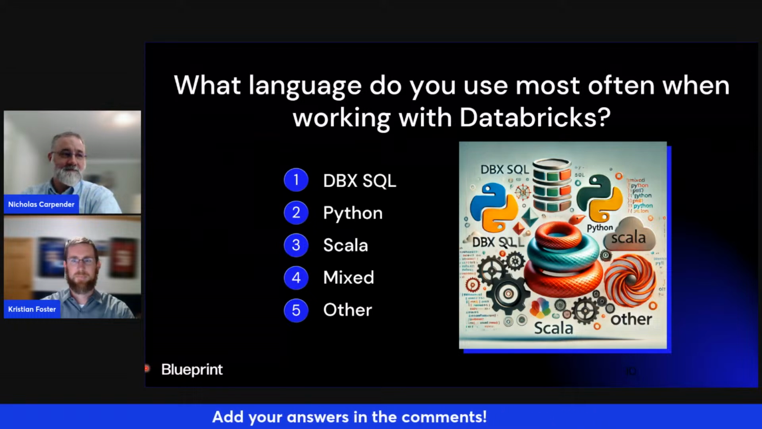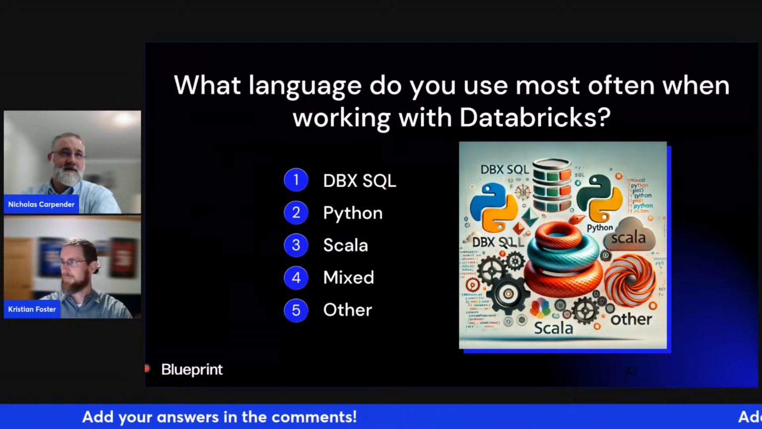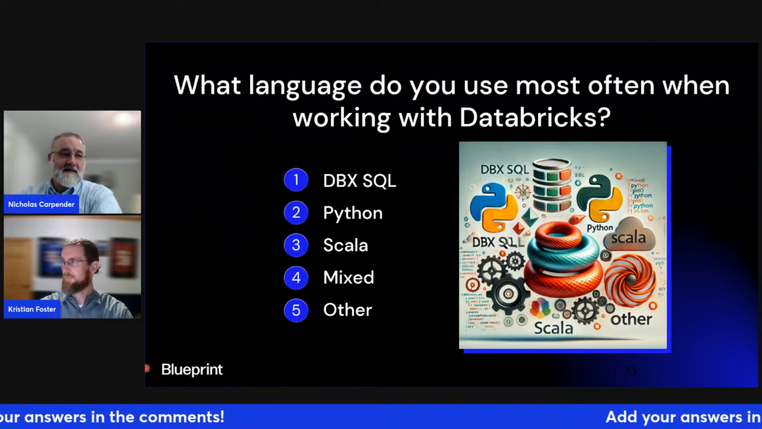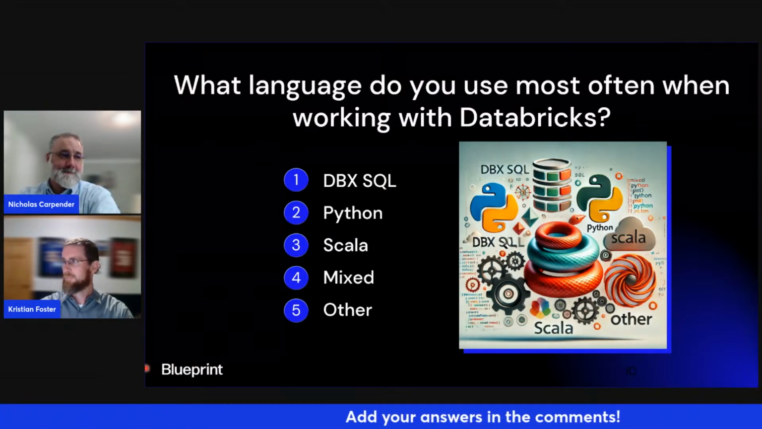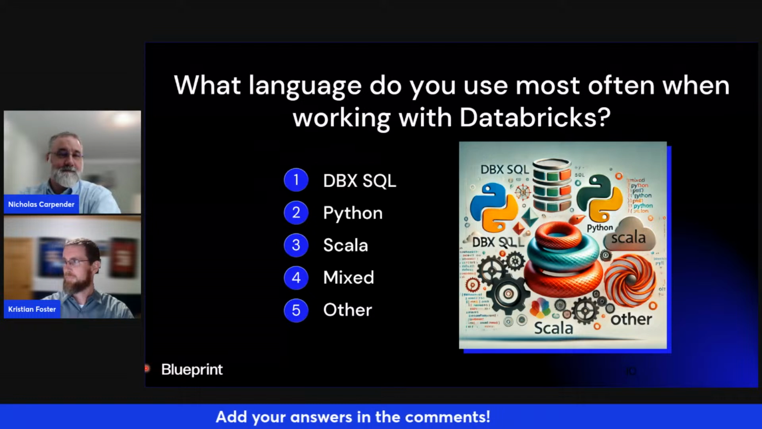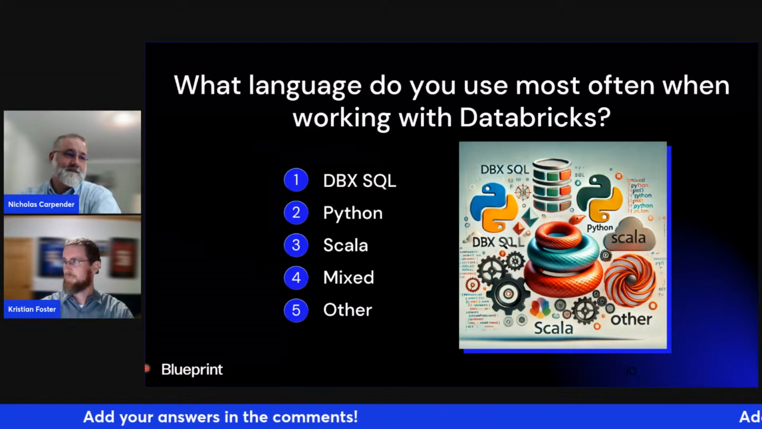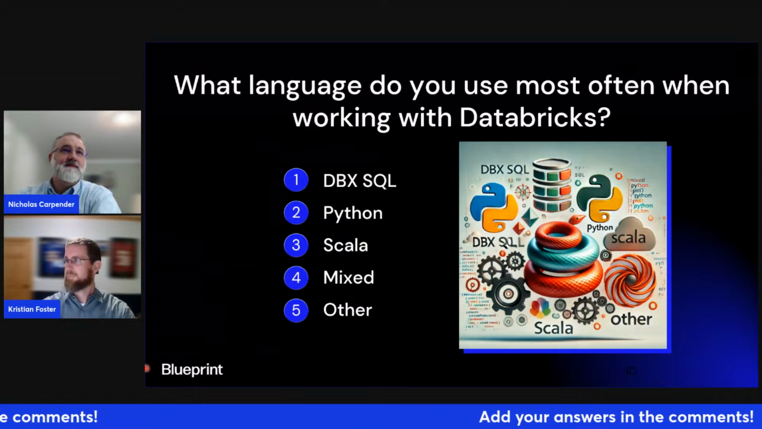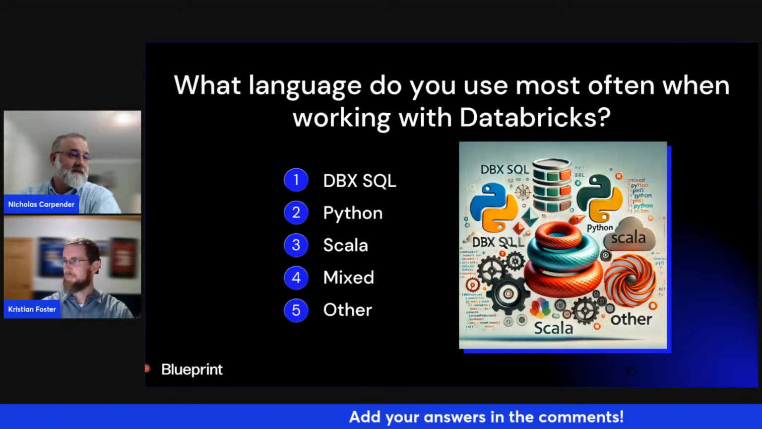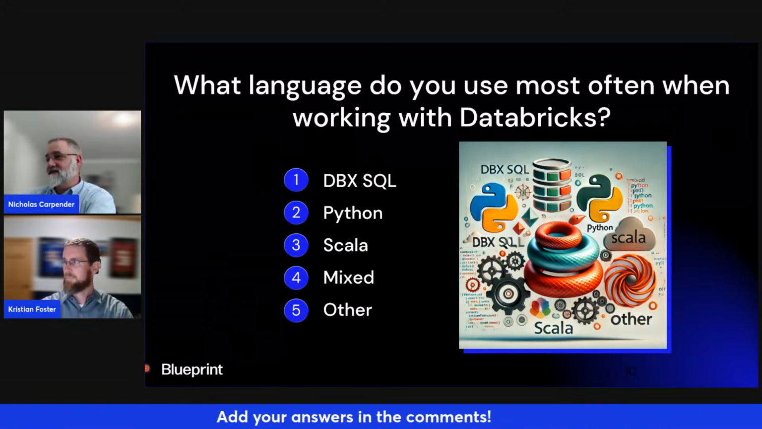Where'd that come? It's looking like Databricks, SQL, and Python so far. We'll give it another few seconds. Yeah, it looks like a pretty close tie between Databricks, SQL, and Python. So that's great.